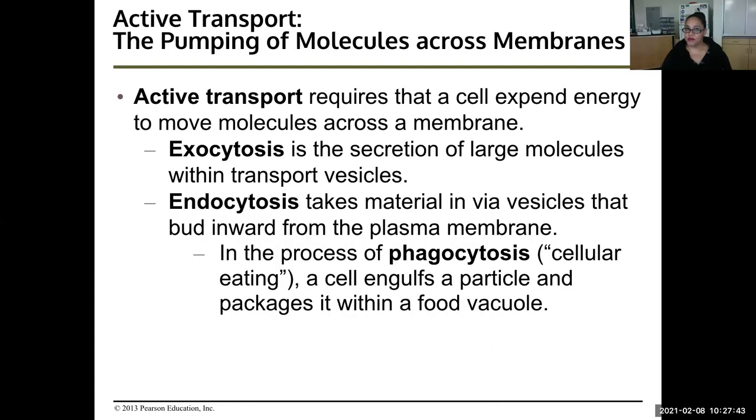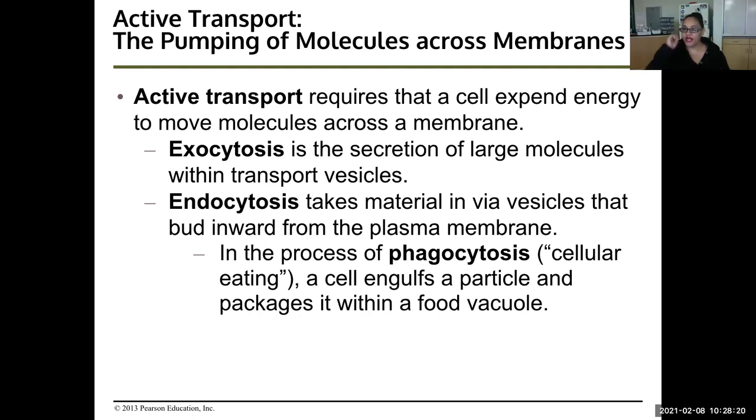Active transport, the pumping of molecules across membranes. It requires that a cell expend energy to move molecules across that membrane. Exocytosis, exo, exit, means out, is the secretion of large molecules within transport vesicles. So expelling, exit, exocytosis, pushing stuff out that it doesn't need. And then endocytosis, endo means in. This is taking material in via those vesicles that bud inward from the plasma membrane.